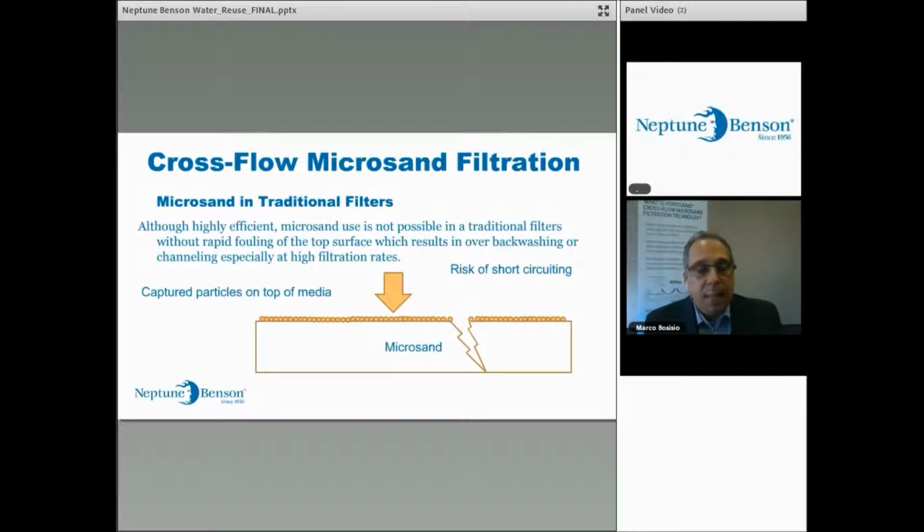Now, the question is, well, how come we don't use microsand in a traditional filter? Well, in a nutshell, if you put microsand in a traditional filter, you're going to push the particles continuously onto the media without a sweeping effect. It clogs the top of the microsand. It doesn't allow the particles to get into the media, and eventually there's a risk of short-circuiting fairly quickly, and quick backwashes as well. So it cannot be used in traditional filters.